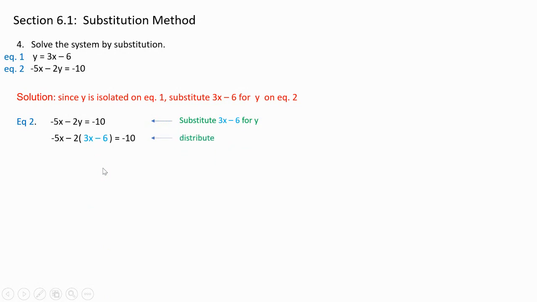Then we do the distributive property. So it'll be negative 6x plus 12, and then we combine like terms on the left side, which would be negative 5 minus 6 will give us negative 11x plus 12 equals negative 10. And then this is just basic algebra. Then we subtract 12 from both sides, so it gives us negative 11x equals negative 22.